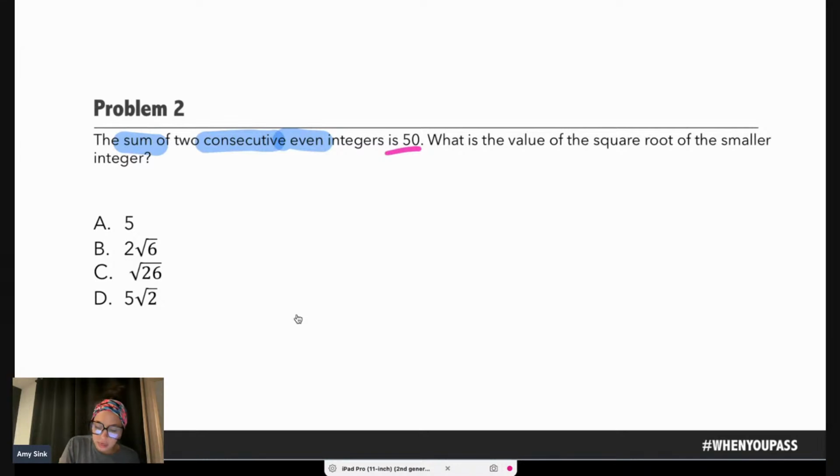So they want to know what is the value of the square root of the smaller integer. They're not looking for the smaller integer. So I know I'm adding two things, two consecutive even integers, and I'm going to get 50. Now, I could do this very algebraically. However, sometimes our brains just don't work like that.